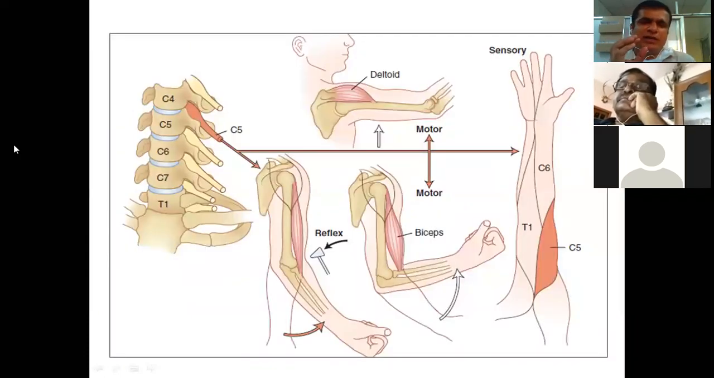The most important nerve roots which are affected in cervical disc prolapse are the C5, C6 and C7 nerve roots. We will see those nerves separately. Coming to the C5 nerve root. The C5 nerve root will be affected in C4, C5 disc prolapse. In C4, C5 disc prolapse, the C5 nerve root is affected. The C5 nerve root has a motor, sensory and reflex component. Motor component.